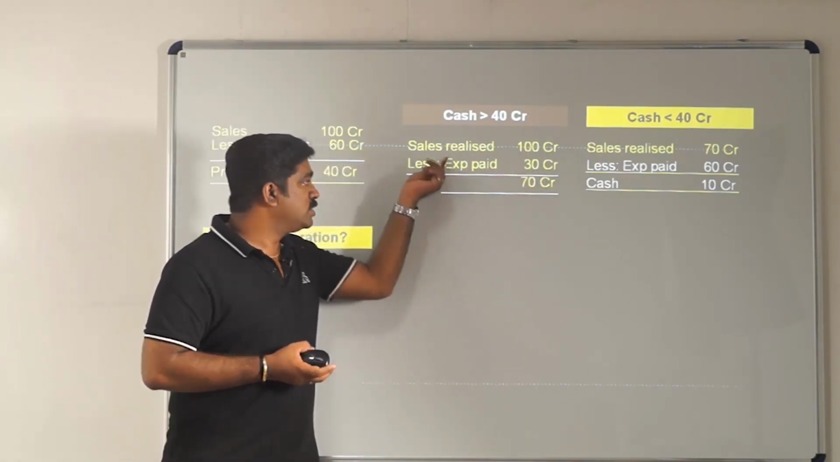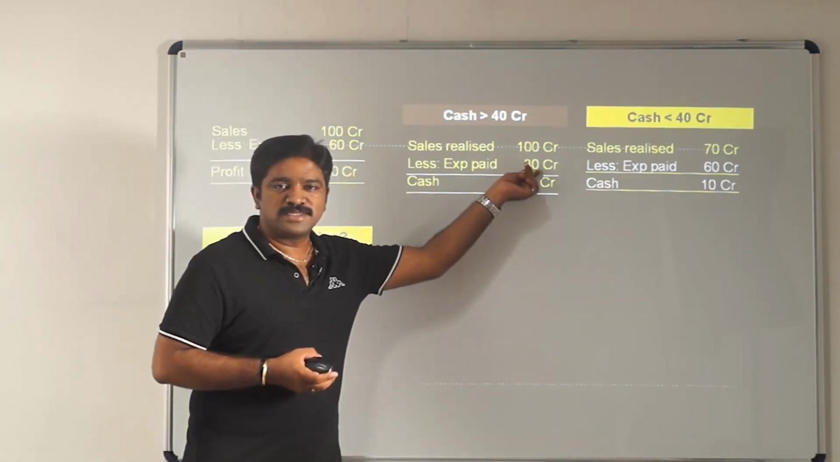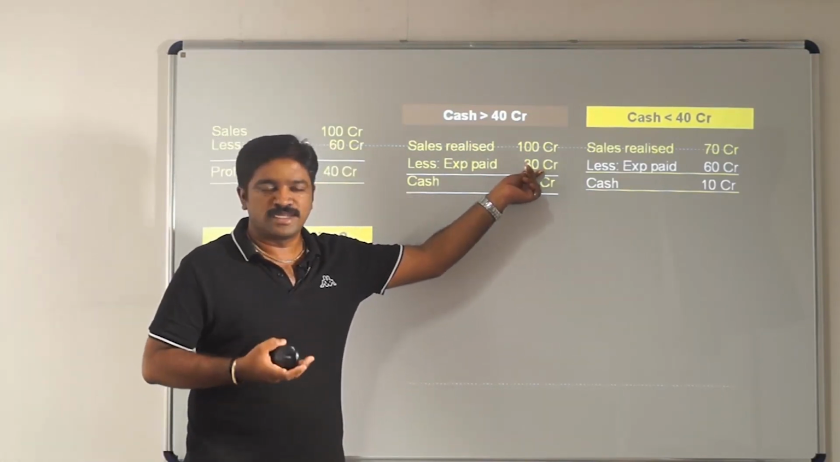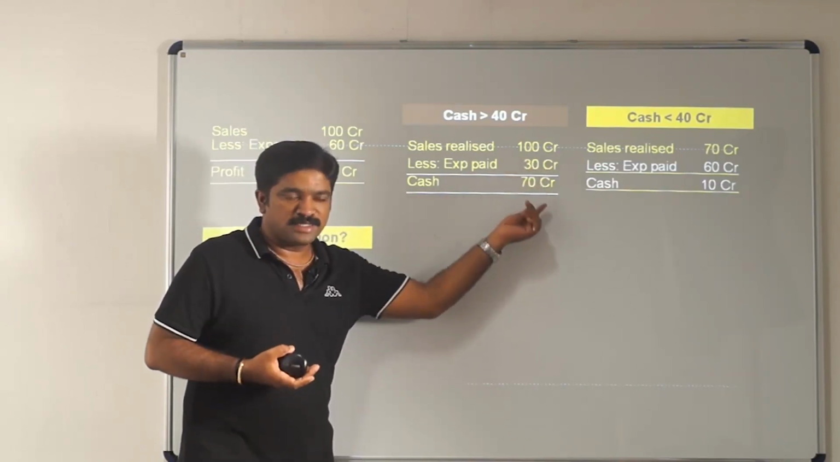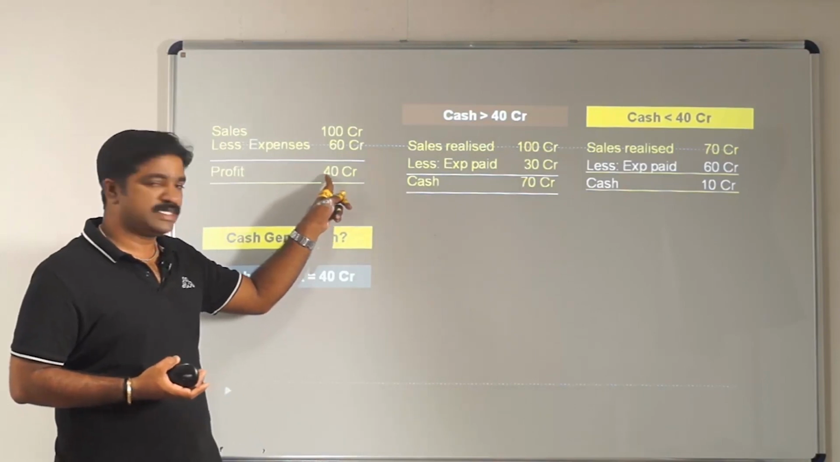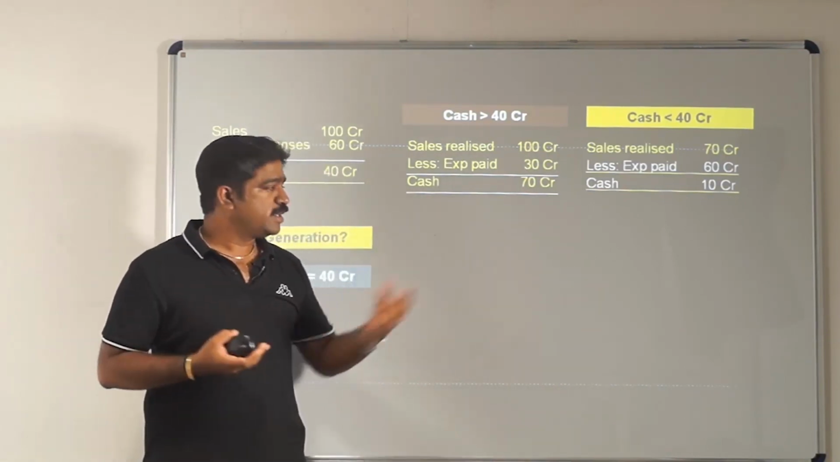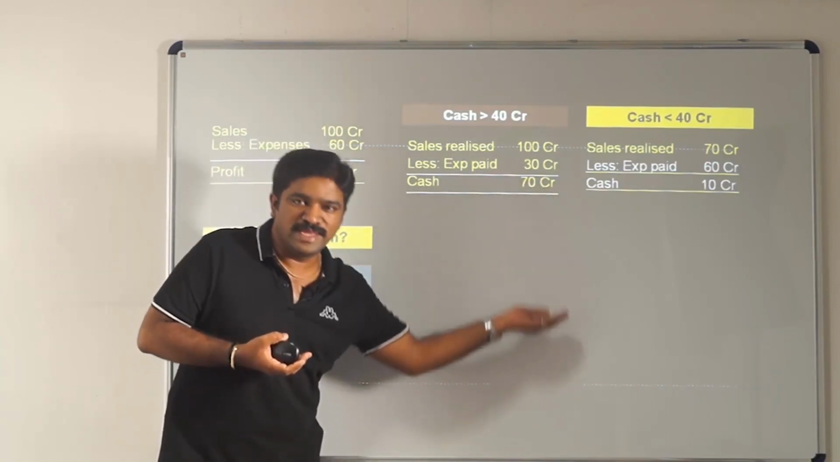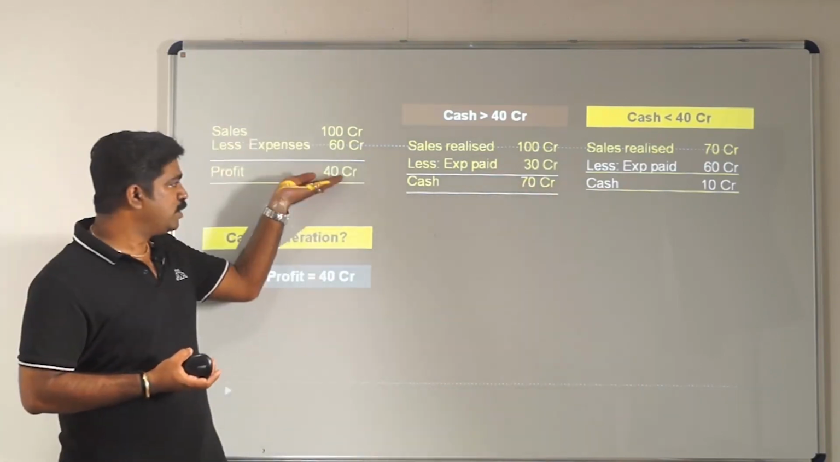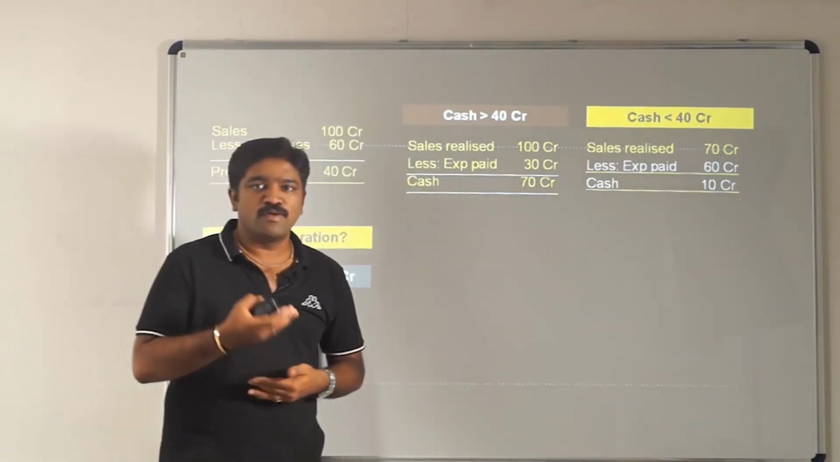I agree. But what is the remaining expense? Total expense is 60. What is paid is 30. What is remaining? Remaining is 30. So if you pay another 30, this 70 becomes 40. Okay, so in that case it is matching with the profit. But what I'm saying is you can face a scenario where your cash balance will come down even below 40, and similarly here your cash balance can go above 40.